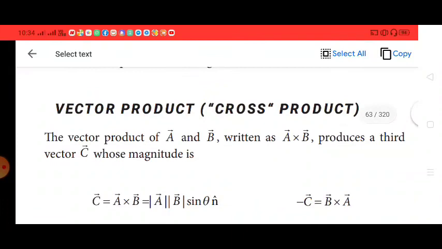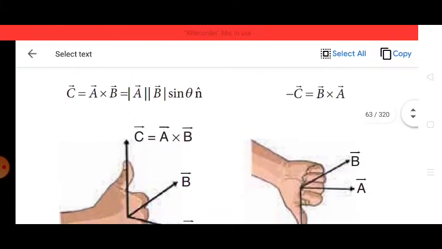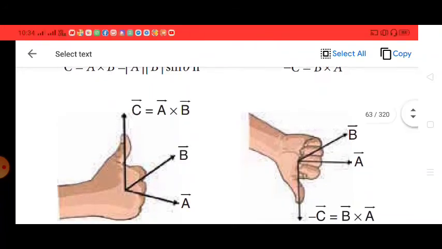The vector product of A vector and B vector, written as A vector cross B vector, produces a third vector C vector whose magnitude is equal to modulus of A vector modulus of B vector sin theta n cap. Simply it's also written as C vector is equal to A vector cross B vector. See that A vector and B vector, these two vectors are perpendicular to C vector from the diagram.